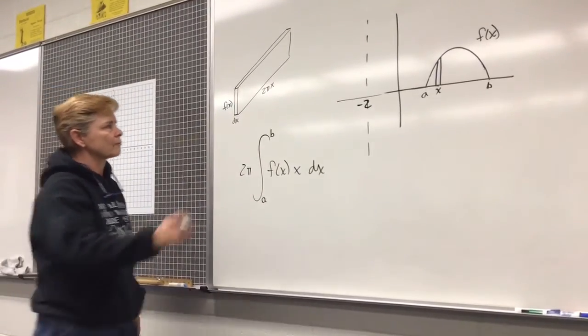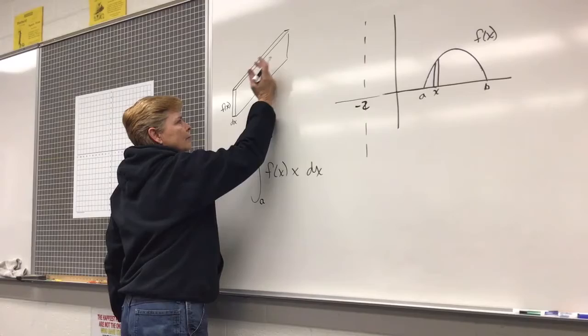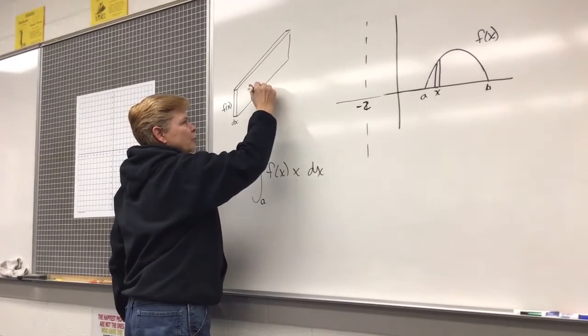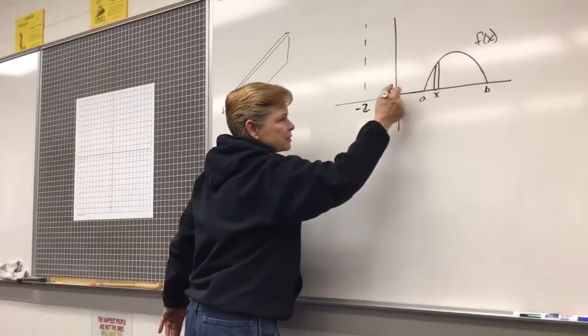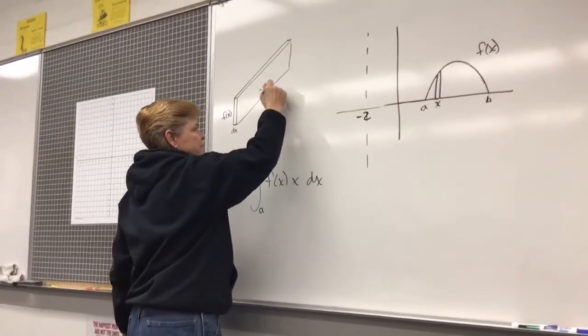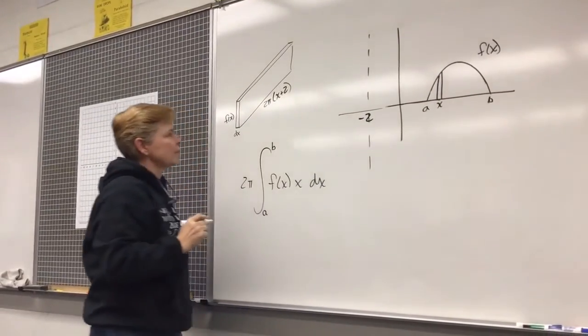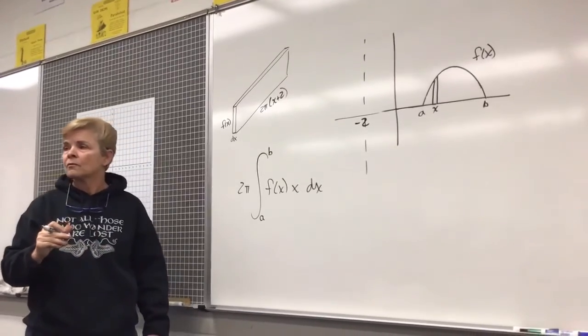It's going to be a lot longer. It would be 2 pi times x plus 2. 2 pi times the radius. The radius is now x plus 2. Right? Wow. Like what's the negative 2?